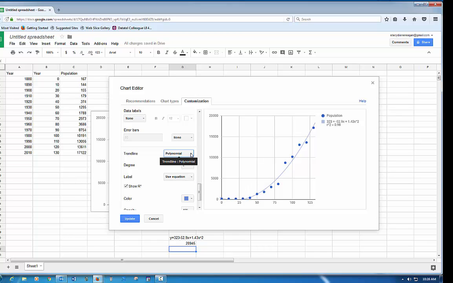Now, if I did decide that I wanted to use exponential for whatever reason, this is the equation that it gives me, and it's given me y equals 350 times e raised to the 0.314 times x. Now, if you're not familiar with e, e is just a number.